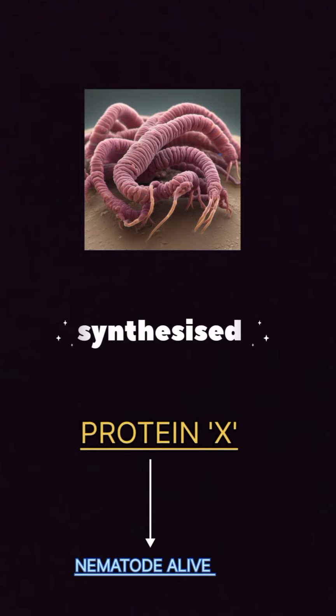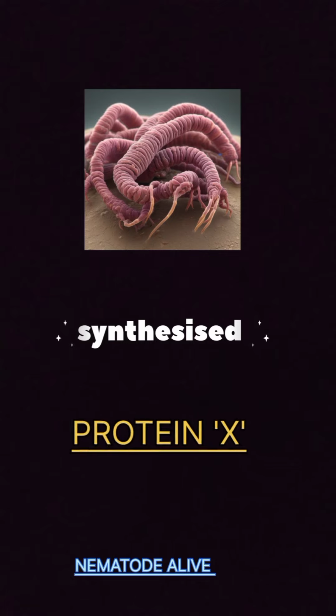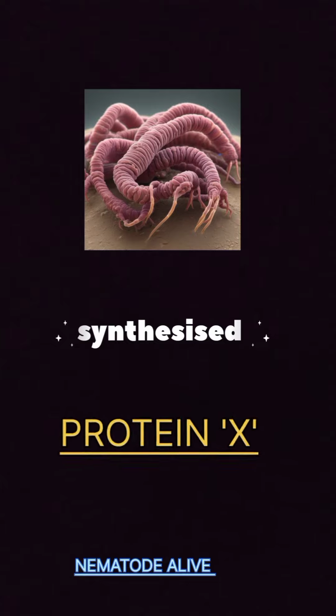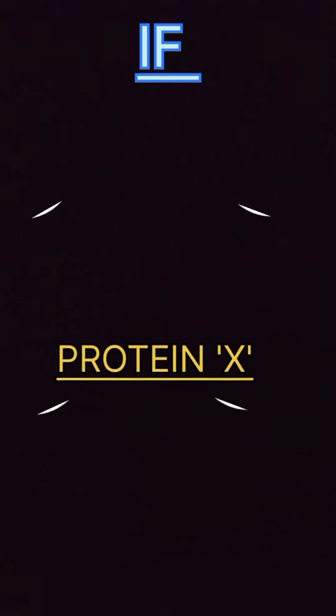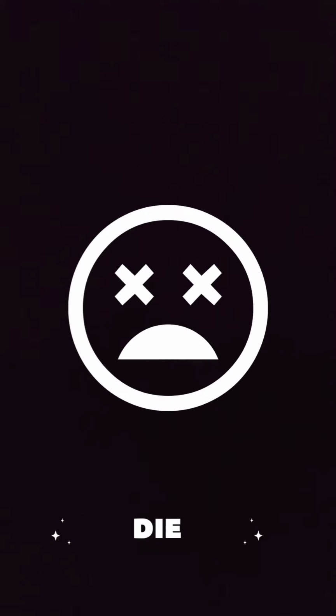So what we basically do is find the most important gene in the nematode's body, which forms a life-saving protein, say protein X, in its body. If that protein X doesn't form in the nematode's body, then surely the nematode will die.